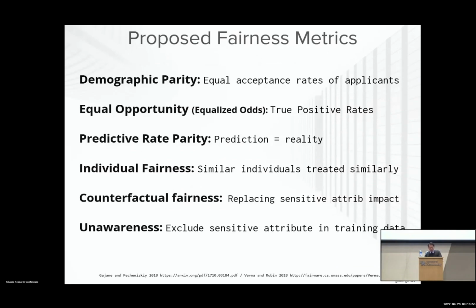There are some proposed fairness metrics that I've listed here, things like demographic parity, equal opportunity, predictive rate parity, and the list goes on and on. And these are great metrics for certain things like bank loans, right? So who should get a bank loan? Well, maybe you can use demographic parity and see if there's equal acceptance rates of minorities and non-minorities for bank loans. But that doesn't necessarily mean that these are great fairness metrics for medicine.